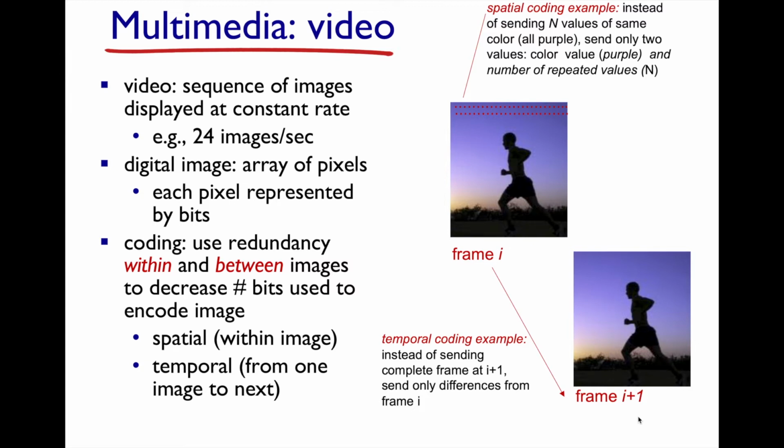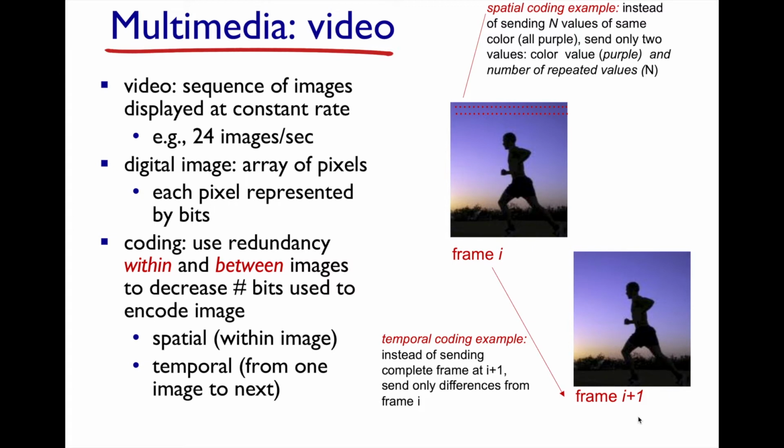And so there are two major ways people code images. One is using spatial coding, and the other is using temporal coding. Now with spatial coding, because the time between one image and the next is not very much, there are going to be many pixels from one frame to the next that are going to be the same.